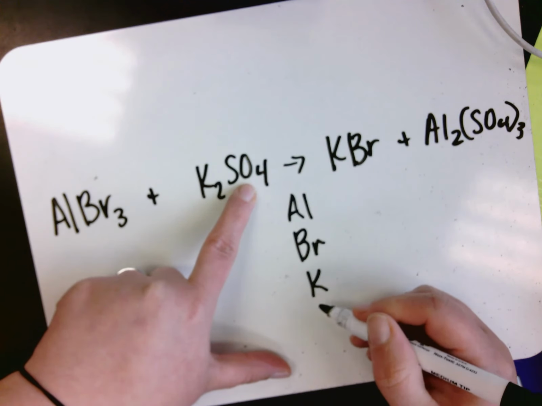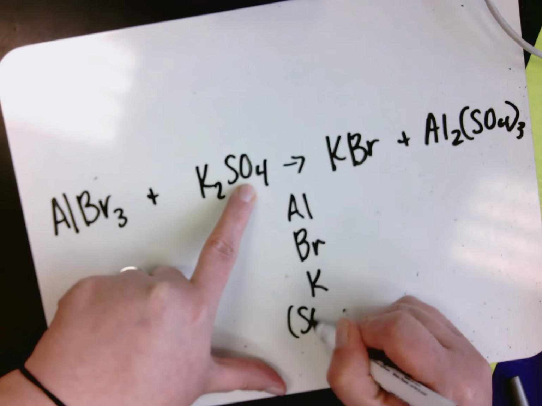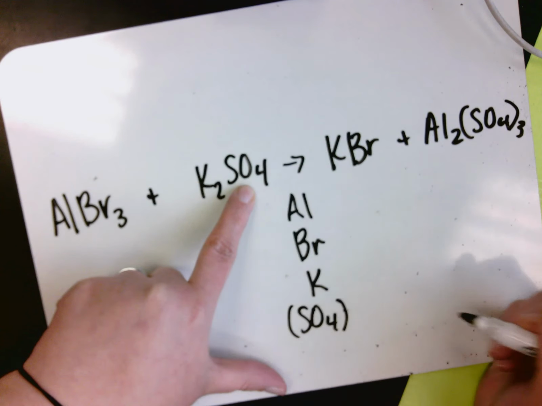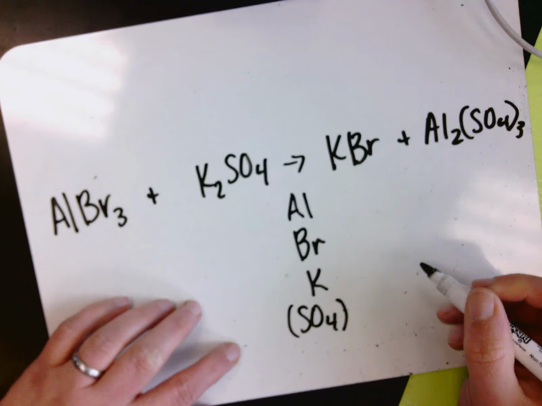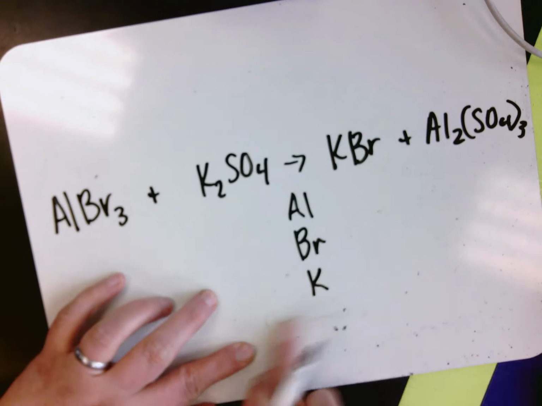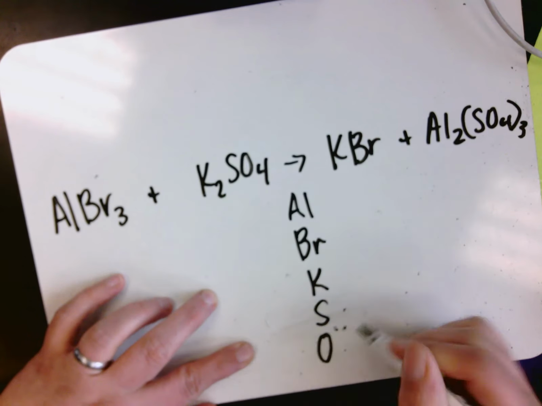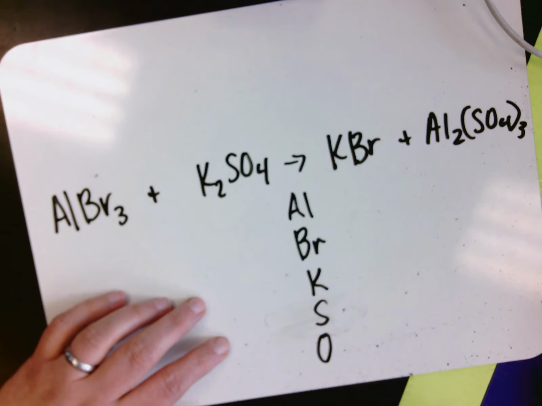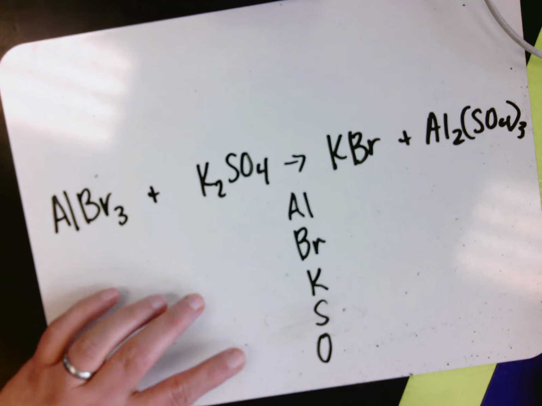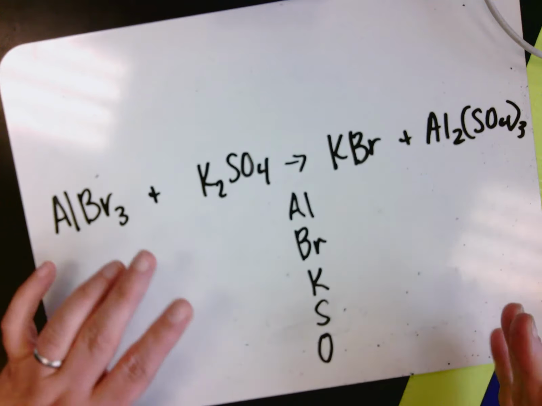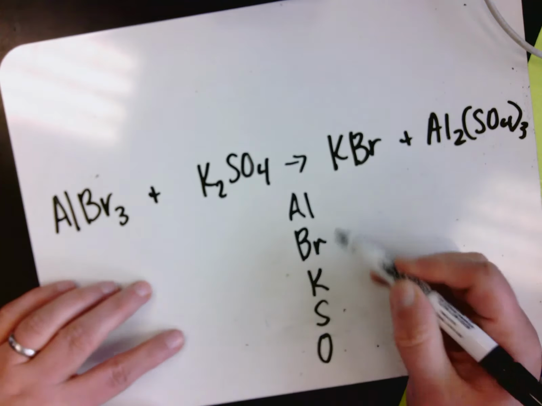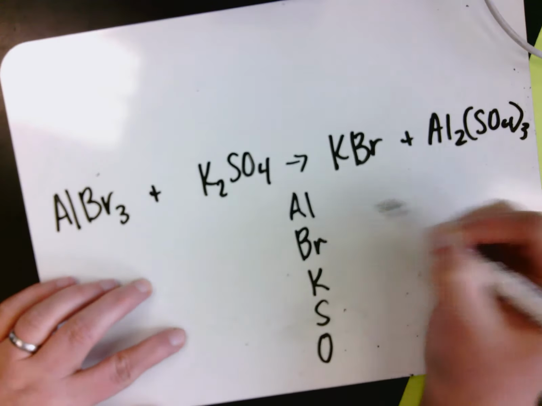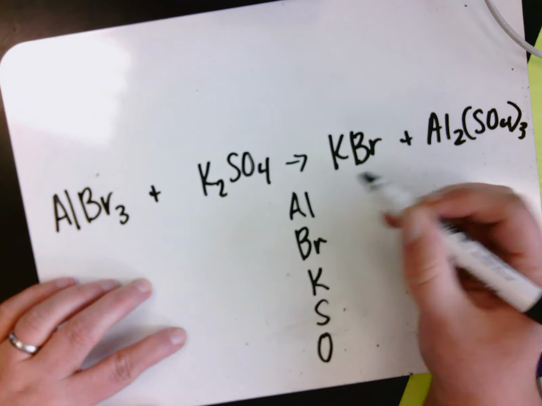We can do this one of 2 ways. You can keep this together as one, or you can separate it like this. It depends on how you want to do yours, okay? I'm going to do it both ways so that you guys can see that it works out the same way no matter how you do it. Let's try it this way first. So now I'm going to inventory how many of each atom I have on either side of my equation.